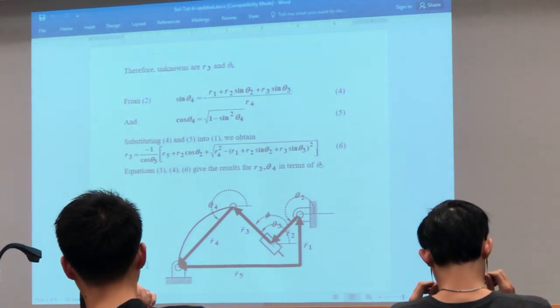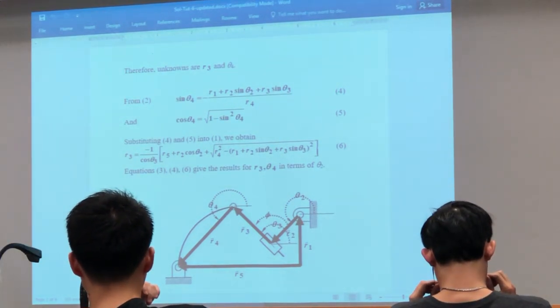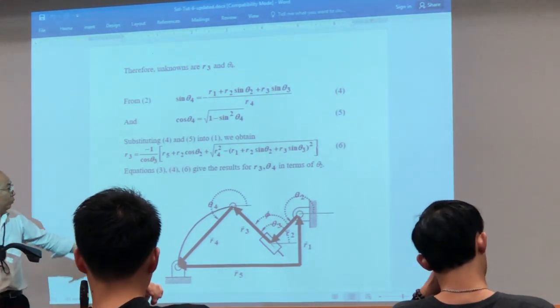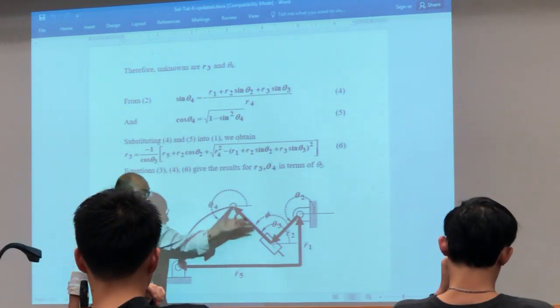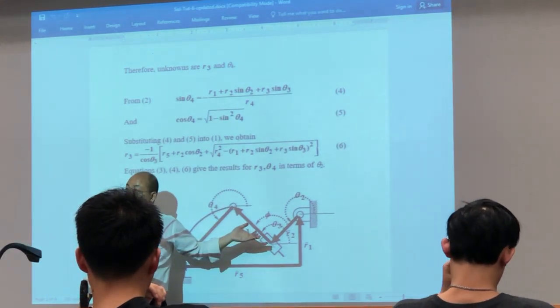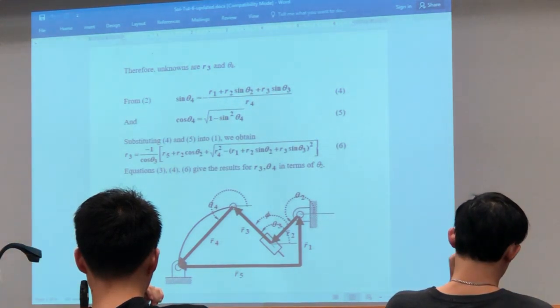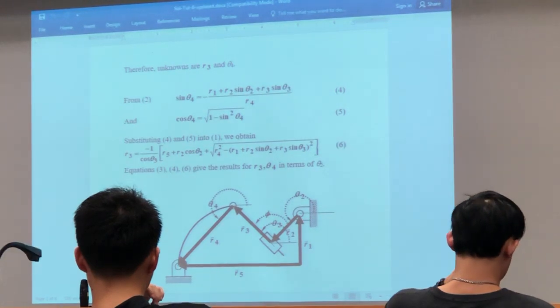This is only for the position analysis. We are only looking at, when theta 2 equals 5 degrees, what will be the position of theta 4? What will be the position of R3? When it's 10 degrees, it will be another position. So this is called position analysis.